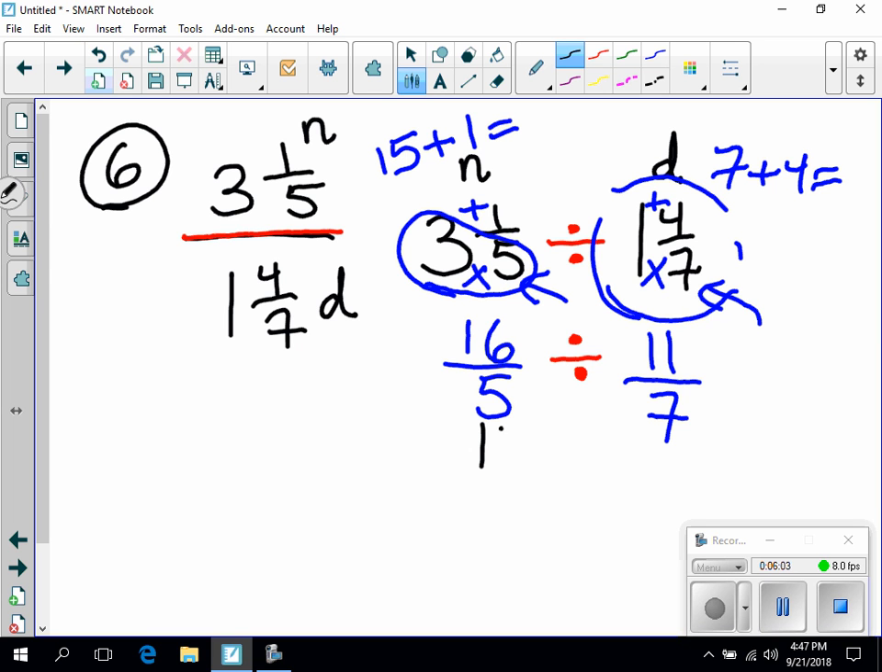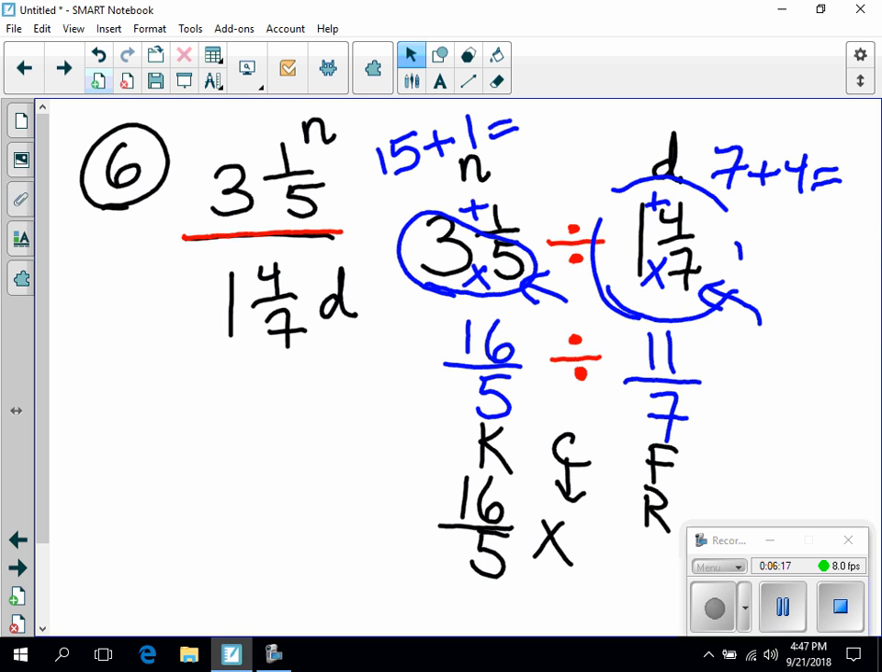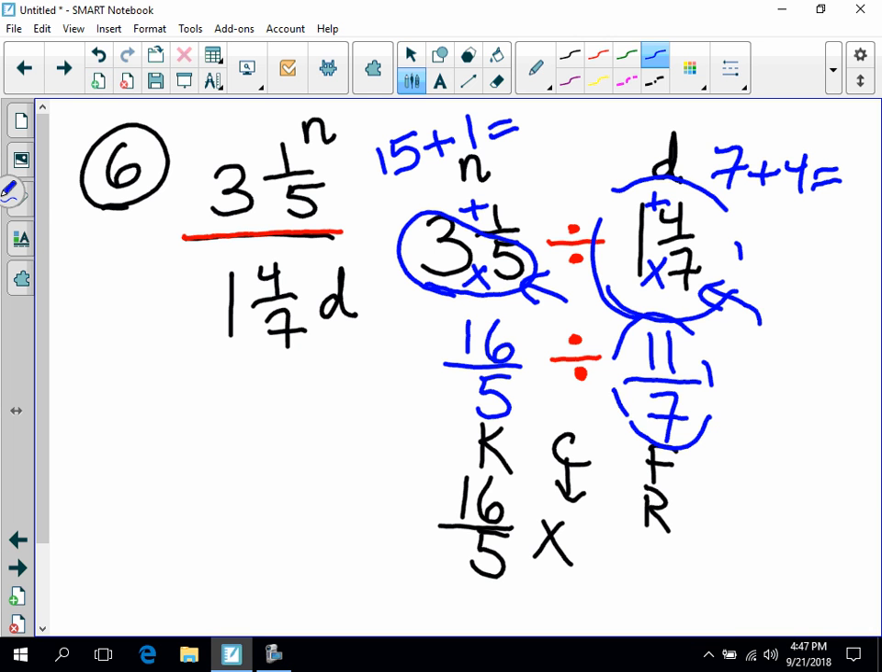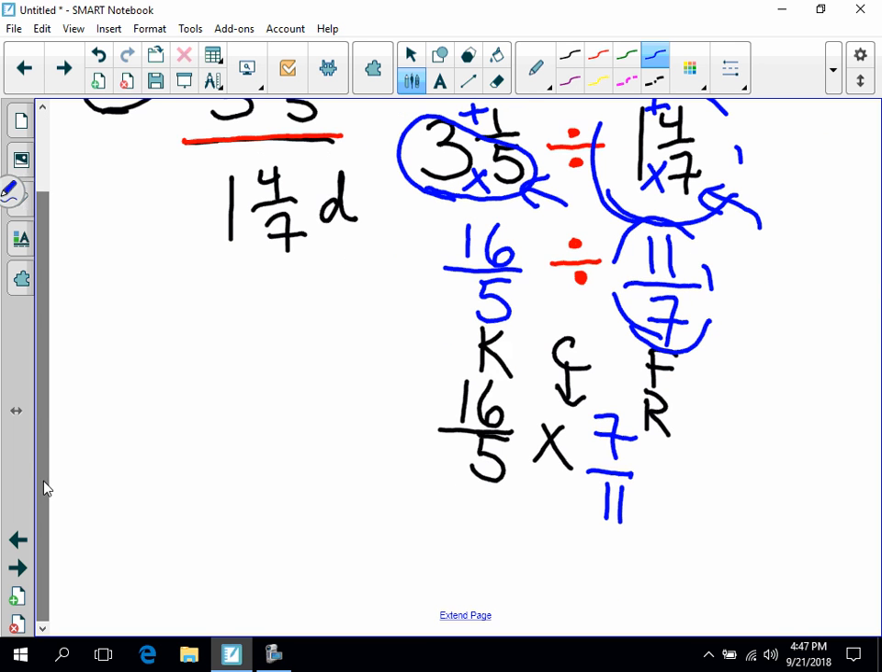We are ready to write keep, change, flip, or keep, change, reciprocal. We keep the 16/5. We change the division symbol to a multiplication symbol. We write the reciprocal of 11/7. That's 7/11. And then we look and see if we can reduce diagonally. Those two cannot be reduced. 16 and 11 cannot be reduced. So we're ready to multiply across.